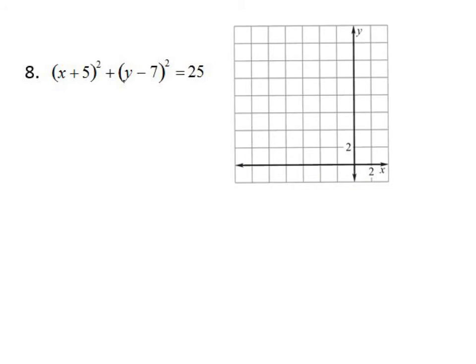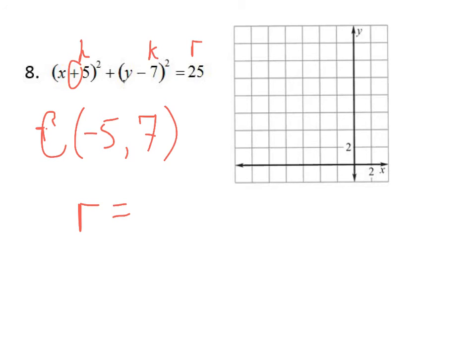For the next problem, start off the same way. Identify your h, your k, and your radius. So I know my center: my h is going to be negative 5, my k is going to be positive 7, and my radius, remember this is your radius squared, my radius is going to be 5.